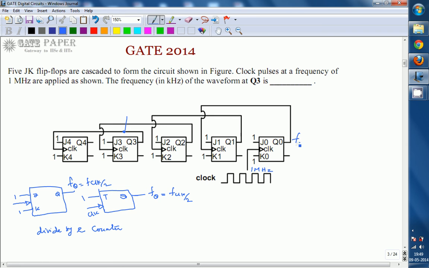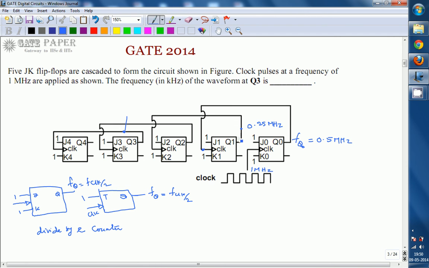So F of Q0, the frequency of the first flip-flop, is half of the clock frequency. Clock frequency 1 MHz, half of that is 0.5 MHz. This Q0 is now connected as the clock input of Q1, so the clock frequency of Q1 is the frequency of Q0. So 0.5 MHz is the input clock for Q1, and the output is half of the clock frequency, so you get 0.25 MHz as the frequency at Q1.